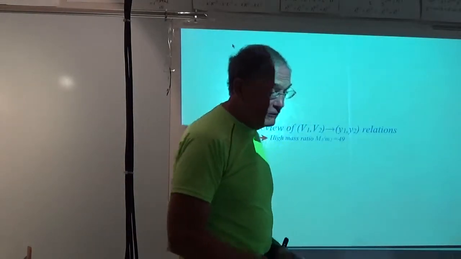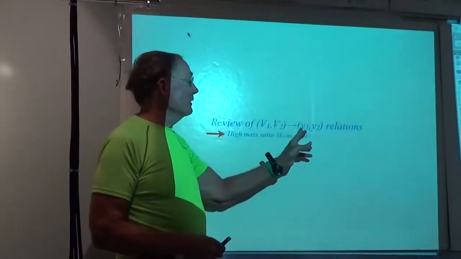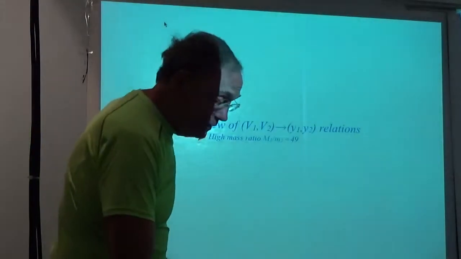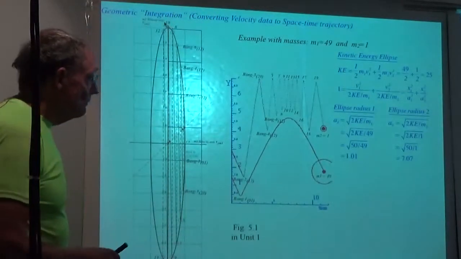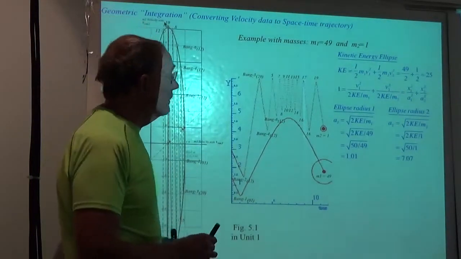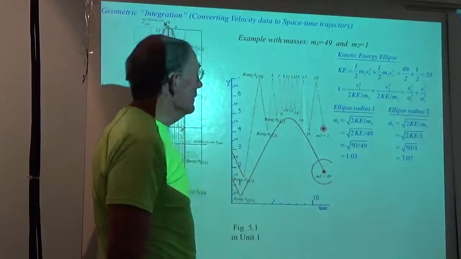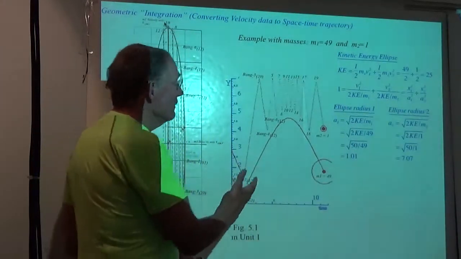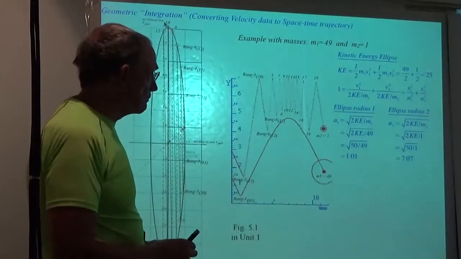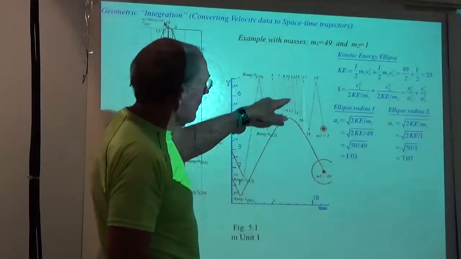Now, we've been talking about velocity plots. We've been talking about position plots. Those were part of this discussion where we had a ratio of 49 to 1. It's a monster mash in a sense, just that it's over fairly quickly with a deflection of the large mass by the small one.